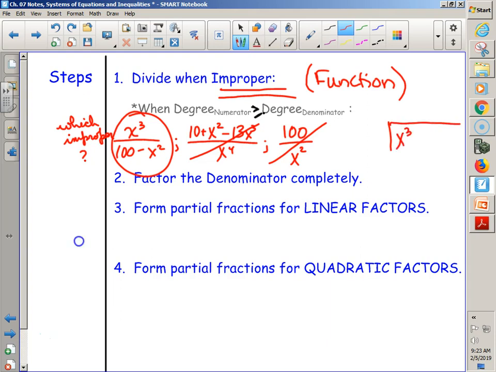What do we do to divide? Now I'm going to actually rewrite it, negative x squared plus 100. What is this process called? Long division. Polynomial division, long division.